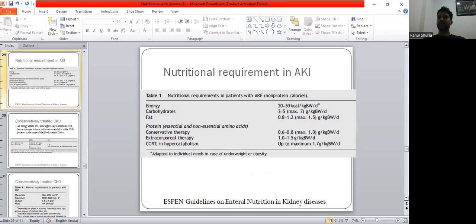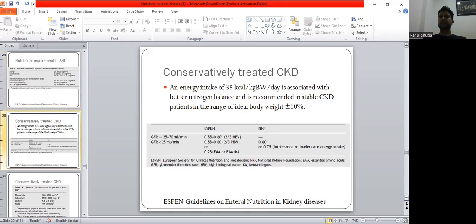Now coming to the nutritional requirement in acute kidney injury, again energy should be 20 to 30 kilocalorie per kg body weight, and carbohydrate should be around 3 to 5 gram per kg body weight. Fat intake should be 0.8 to 1.2, maximum 1.5 gram per kg body weight, and protein around 0.6 to 0.8 gram per kg per day in AKI, and during dialysis 1 to 1.5 gram per kg per day. And if a patient is receiving CRRT, like in hypercatabolic state, maximum up to 1.7 gram per kg per day protein can be given in AKI.